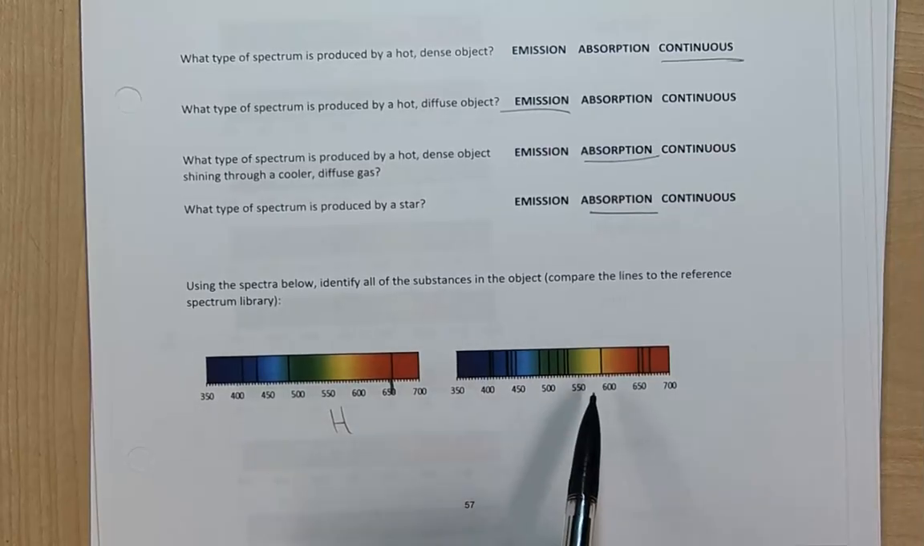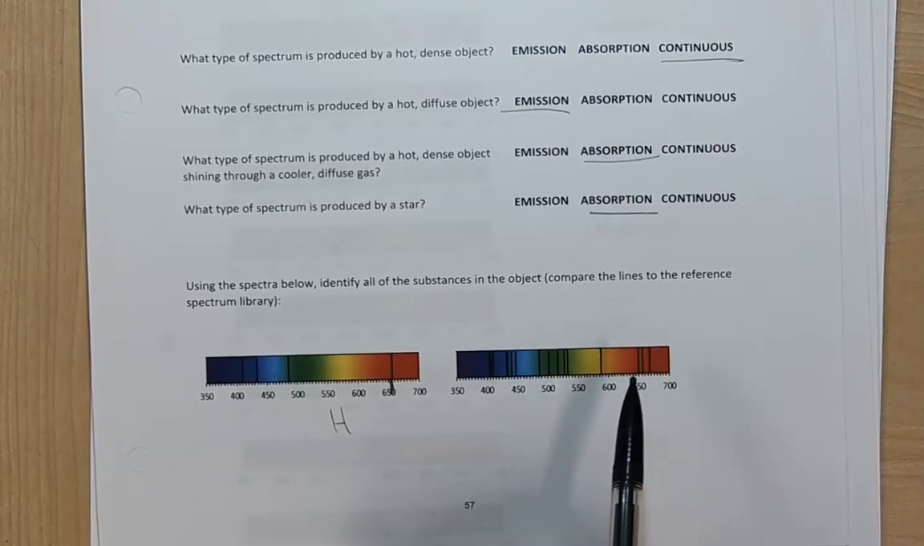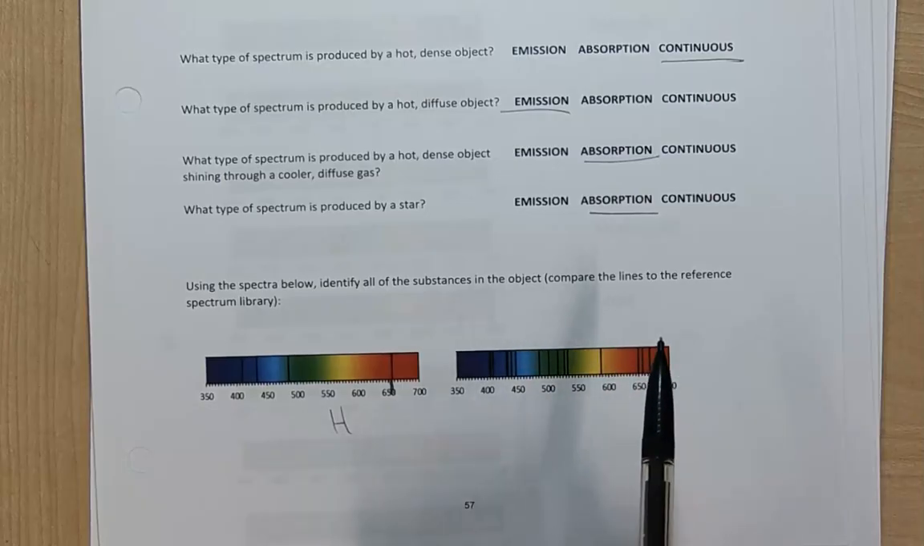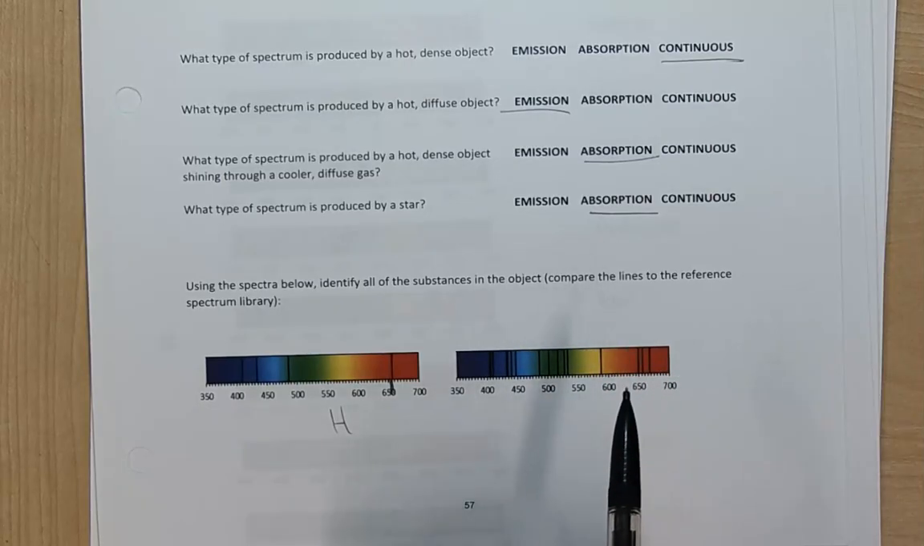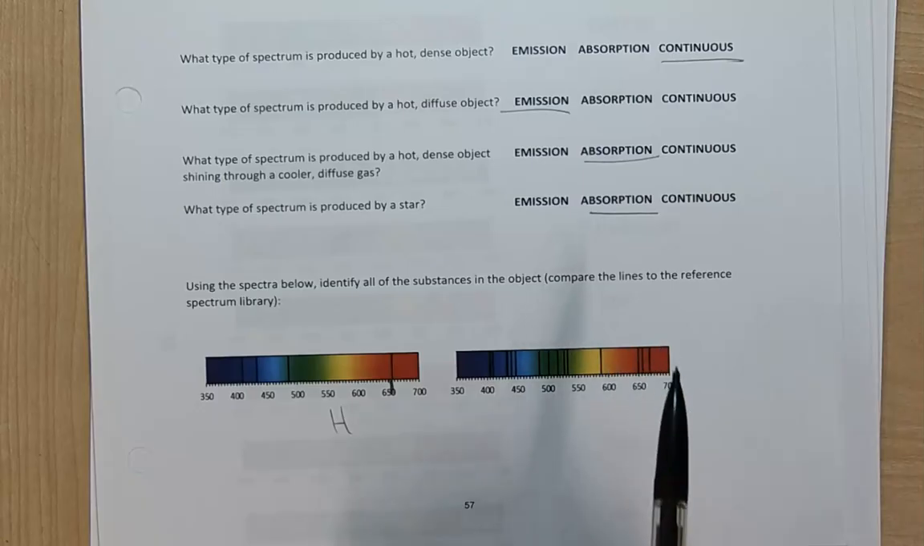Okay. How about here? Got a lot more lines over here. So is there an element that gives us all 3 of these red lines?